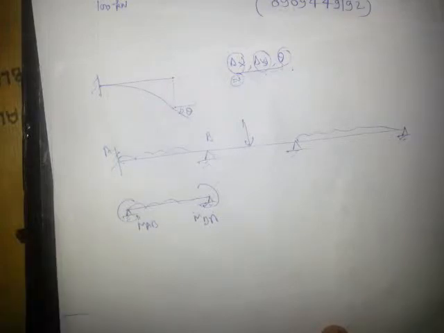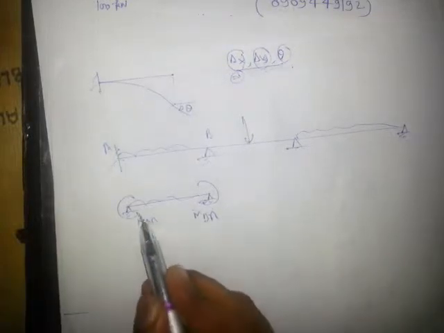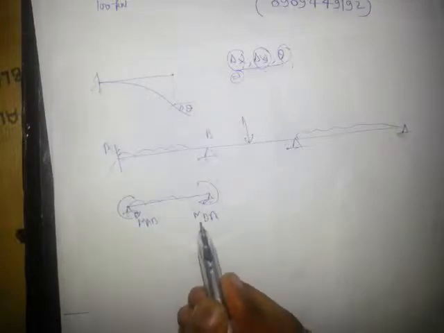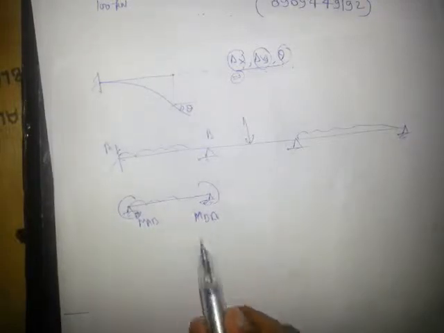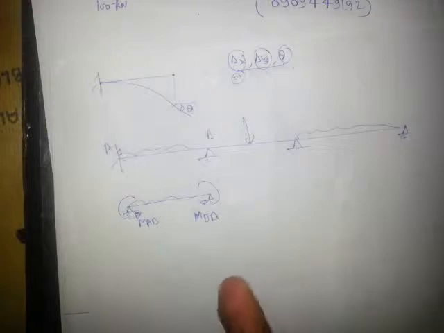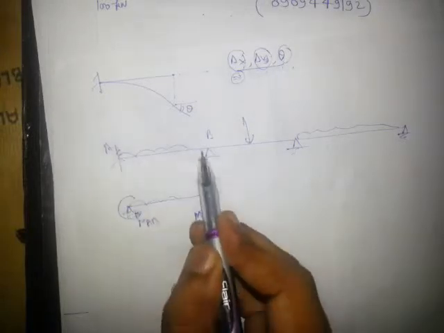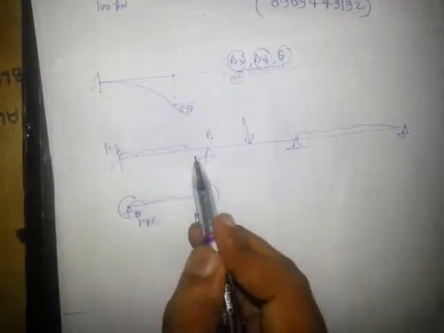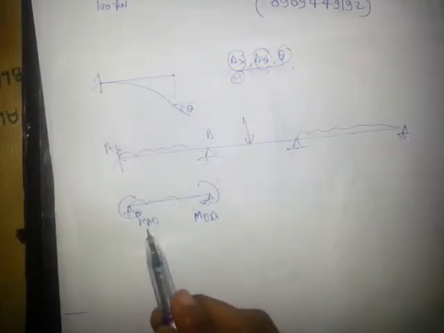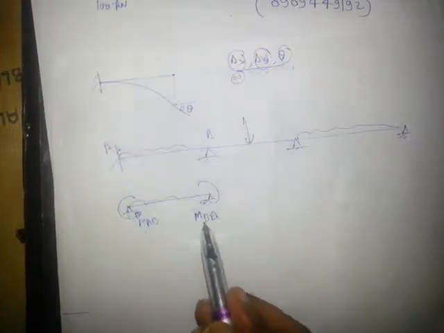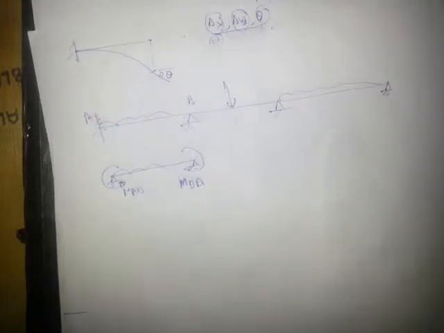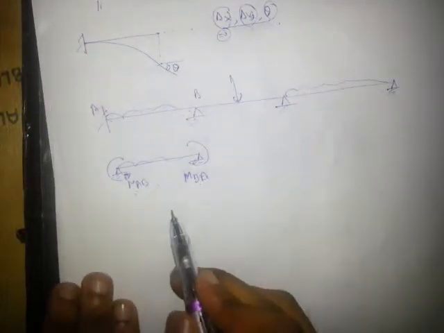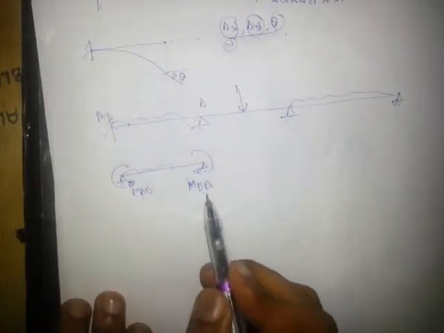So friends, what is our aim? Our aim is to calculate these end moments. These are the final end moments. In moment distribution, what we had adopted was that first of all we calculated the fictitious end moment, assuming both ends fixed, and thereafter we made corrections, and finally we found these MAB and MBA. This method says that we will give you directly the value of MAB and MBA.